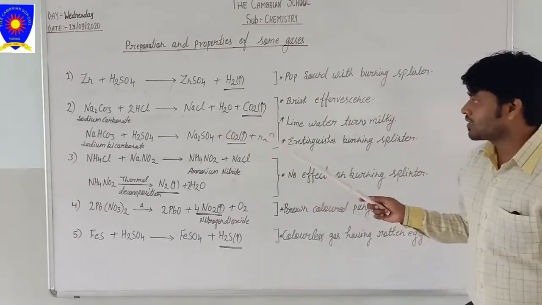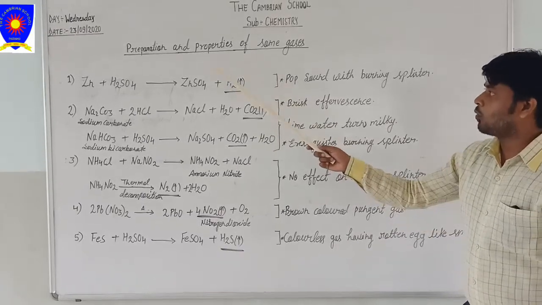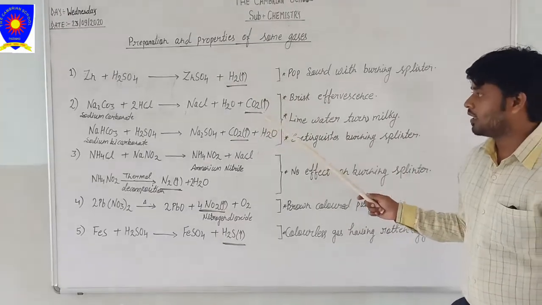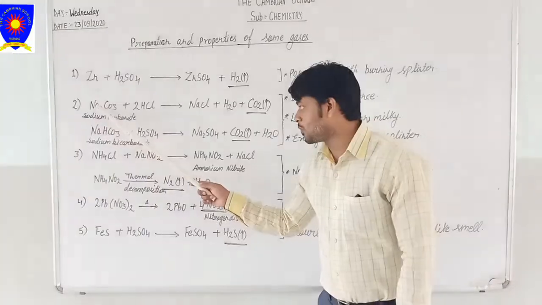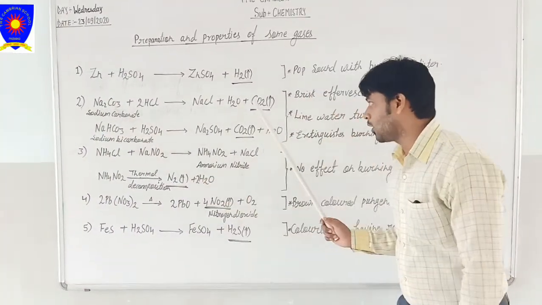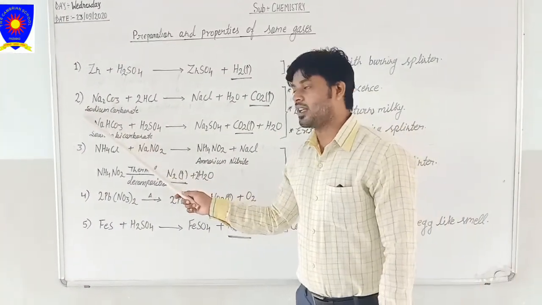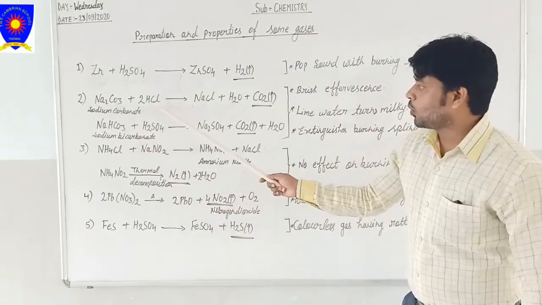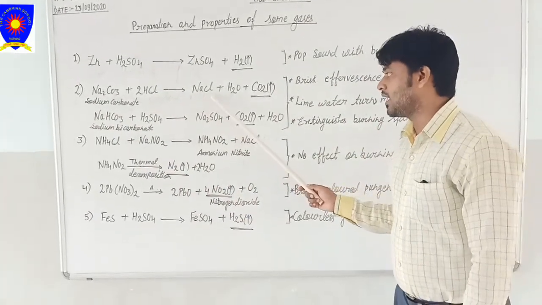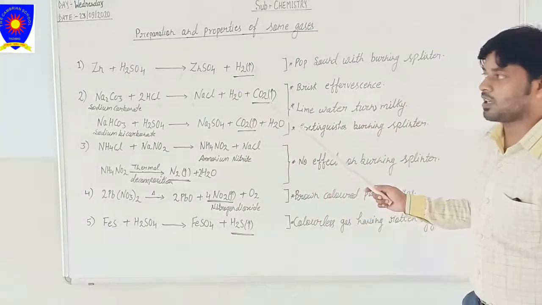Next, how to prepare carbon dioxide gas. In this, by the first method we can prepare carbon dioxide gas. We will take sodium carbonate plus 2HCl, it gives 2NaCl plus H2O plus carbon dioxide gas.